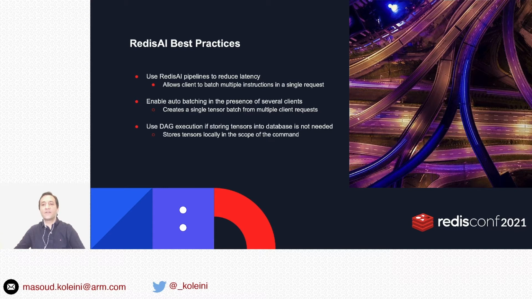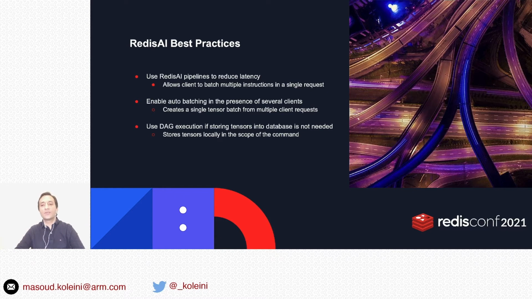RedisAI offers a feature called auto-batching. In the presence of multiple clients sending data for inference, RedisAI can batch all the requests into a single tensor batch and run a single inference, instead of one inference per client. You can think of clients as cameras sending images to RedisAI for image classification, and RedisAI creates a single tensor batch from all the images and runs inference on the batch. That again improves the performance.